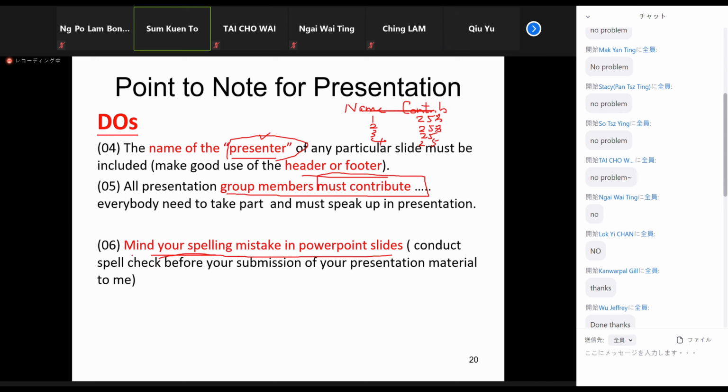As I said, we try to train you up. So try to double check or use the default spell check. Make sure you don't have that kind of low level mistake. You may give a bad impression to a tutor, in future to your client, to your boss.